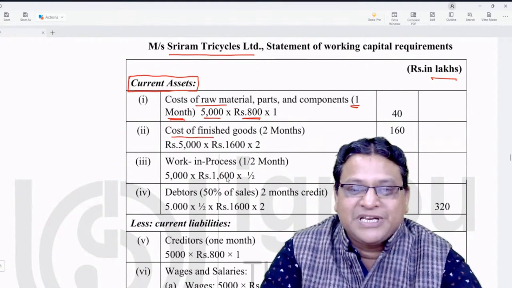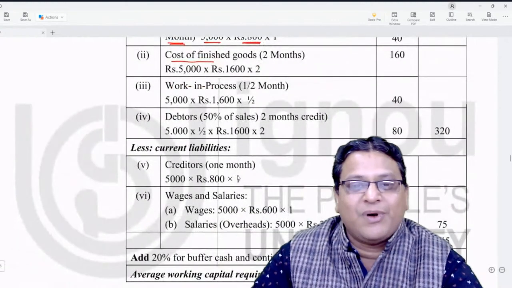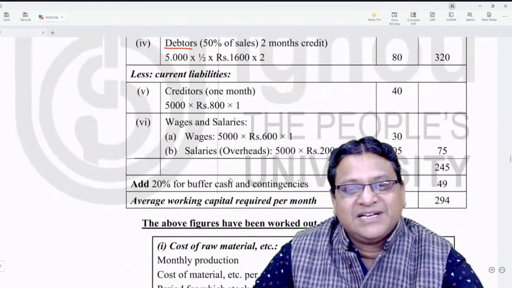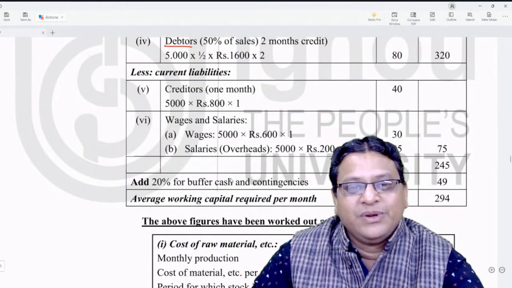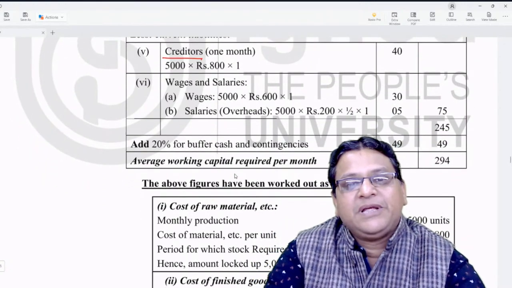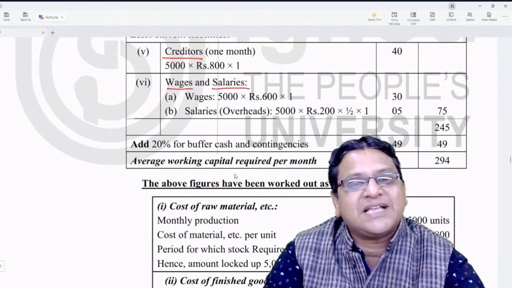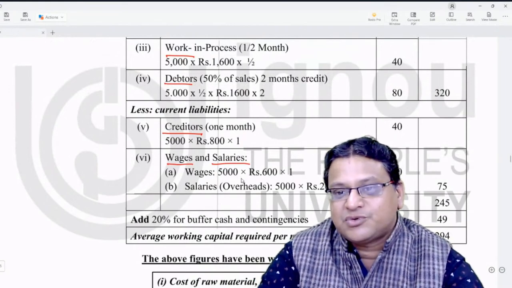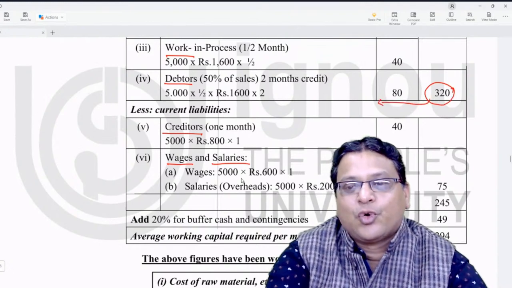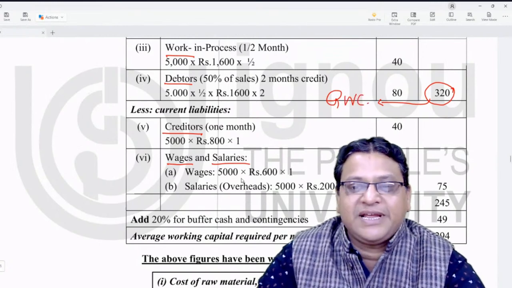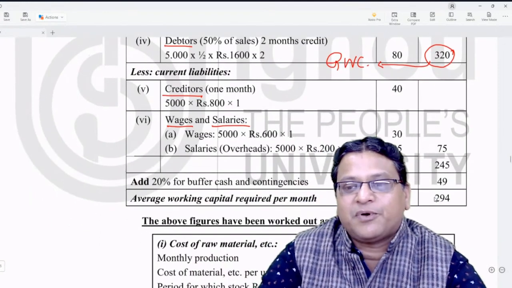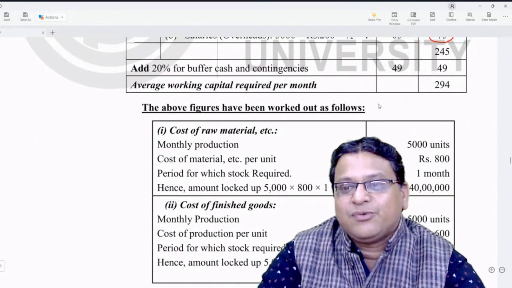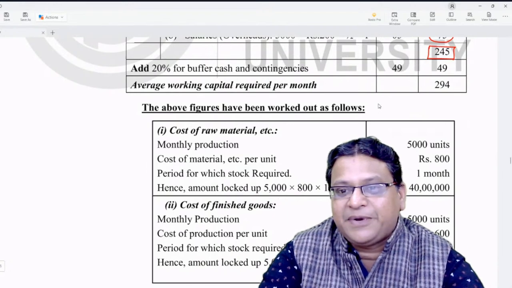Similarly, we will estimate the cost of finished goods, the cost of work in progress, and the cost of debtors. If we add all these, we get the total of current assets. Next, we estimate the different current liabilities: creditors, how much credit they will provide, outstanding wages, and outstanding salaries. The total of current assets is 320, and this 320 is the gross working capital, GWC. From gross working capital, we deduct the total of current liabilities, which is 75. We get net working capital of 245. So our estimated net working capital is 245.